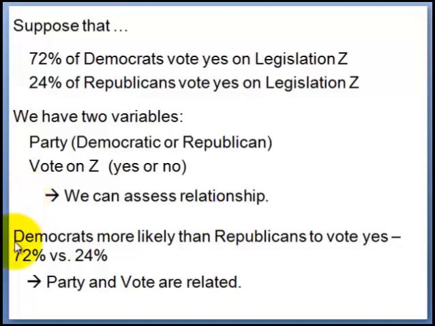We look at our data and we do see that Democrats are more likely than Republicans to vote yes. So we have this notion of tending to go together, which is at the essence of relationship. We see Democrats more often voting yes than Republicans. So values of Democrat tend to be paired with yes and values of Republican with no. And so in this example we have association, same thing as relationship, between political party and vote on Z.